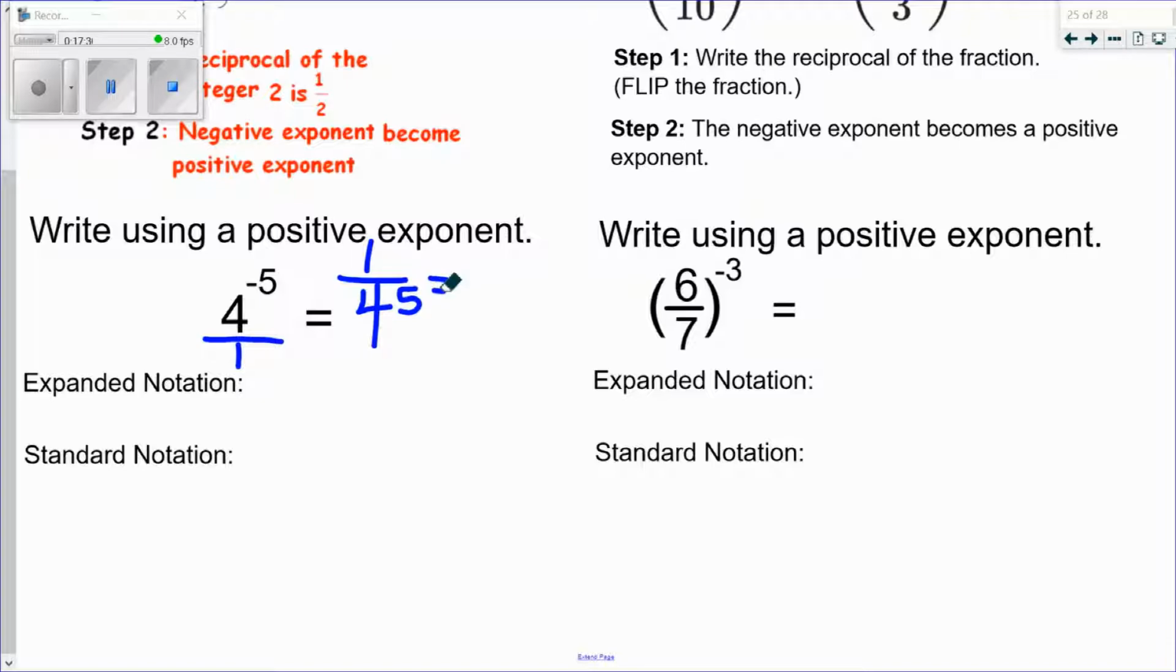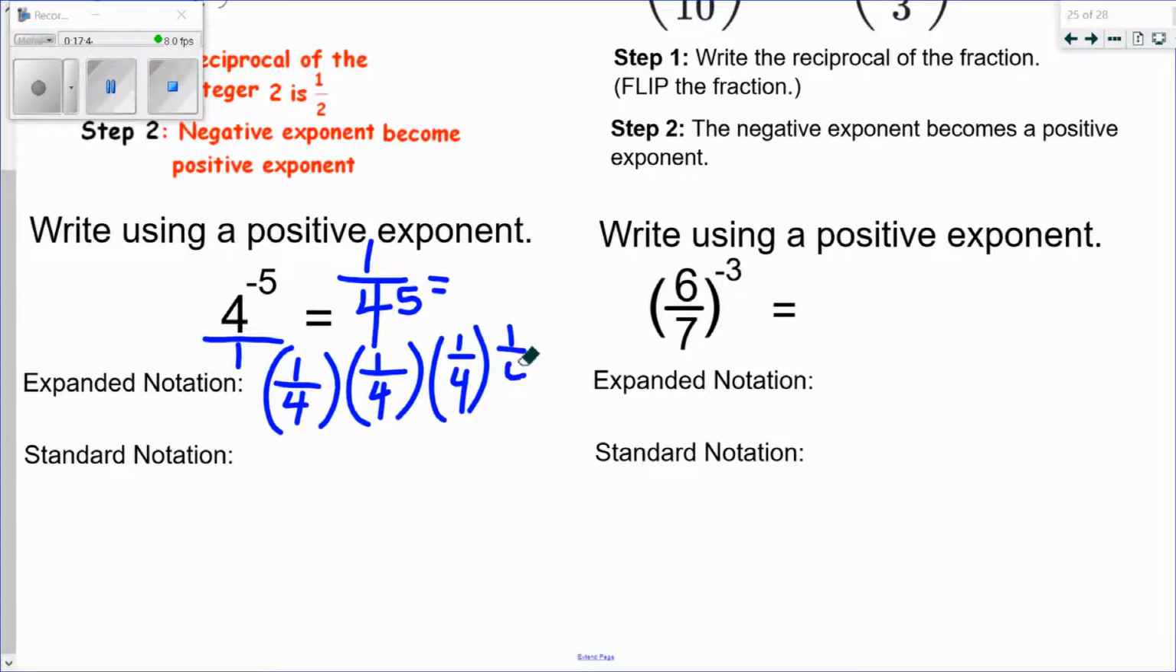So if you have a hard time doing it, it'd be easier to expand it first. So it's 1/4 times 1/4 times 1/4 times 1/4 times 1/4. You have 5 of them, 1, 2, 3, 4, 5. And then if you're having trouble, just put it into your calculator and figure out what the answer is. And I got 1/1024. Now, you could have put it in as 1/4 to the 5th, and you could have sat there and said 4 times 4 times 4.